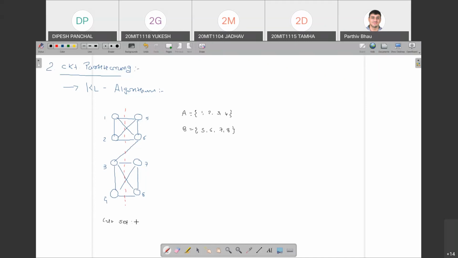I will come to your question. So this is the problem in hand. The initial partition was given as 1, 2, 3, 4, 5, 6, 7, 8. The total cut set was 9 initially, 1, 2, 3, 4, 5, 6, 7, 8, and 9. Total 9 cut sets are the initial cut sets, and you have to apply the Kernighan-Lin algorithm to find the answer.